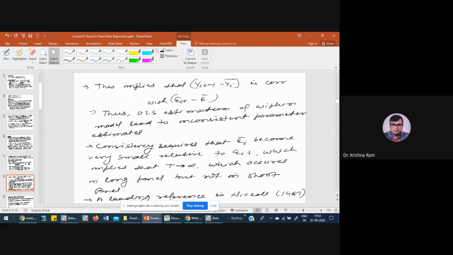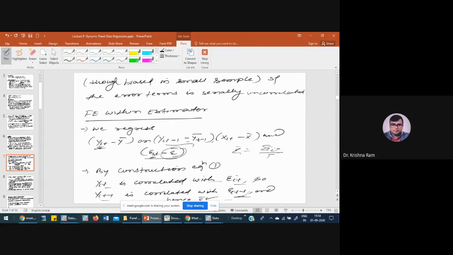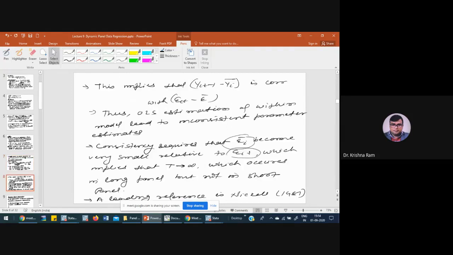We get consistent estimates only when the value of epsilon bar_i becomes very small, especially relative to epsilon_it. If in the previous equation this becomes 0 relative to this, then it is wiped out from the regression equation, and we are left with only this one, and we know the correlation is happening between y_it minus 1 and this only. In that case we do not have an endogeneity problem, but that happens only in a case of a long panel, not in a case of a short panel.